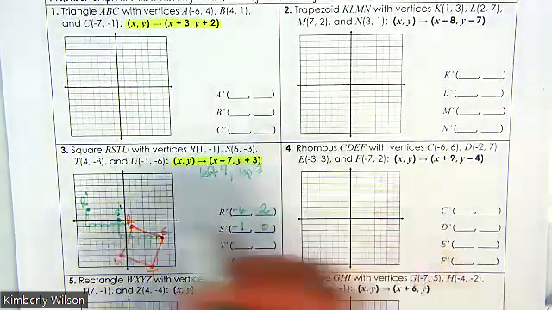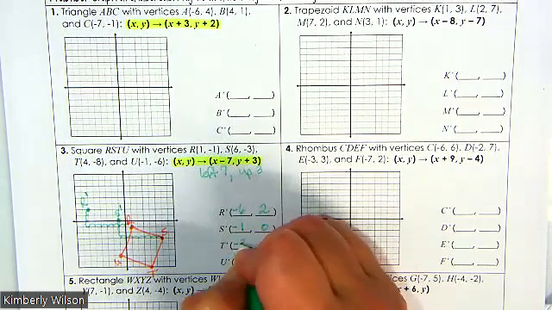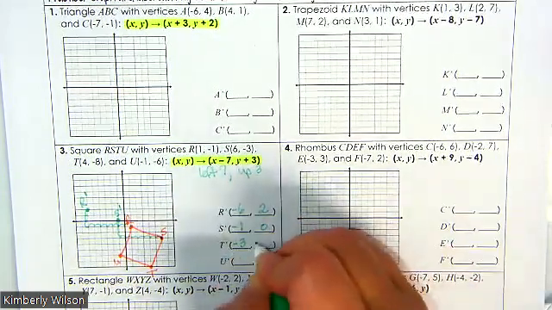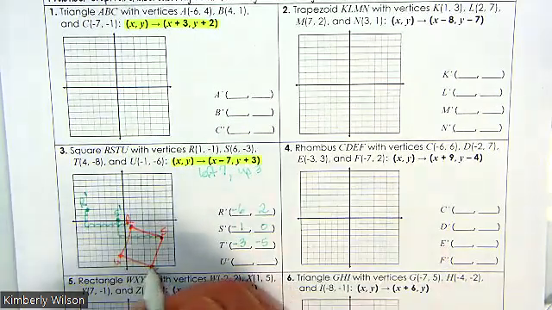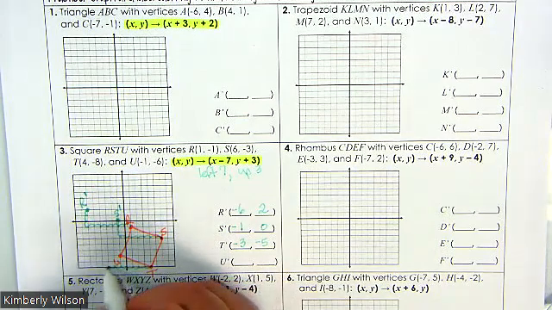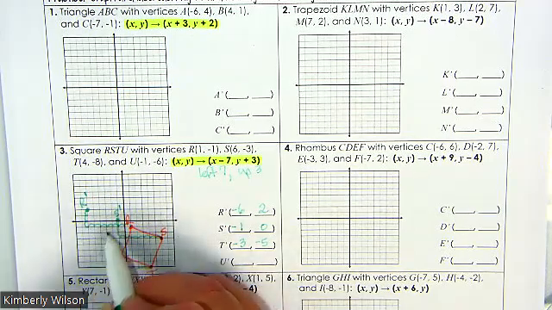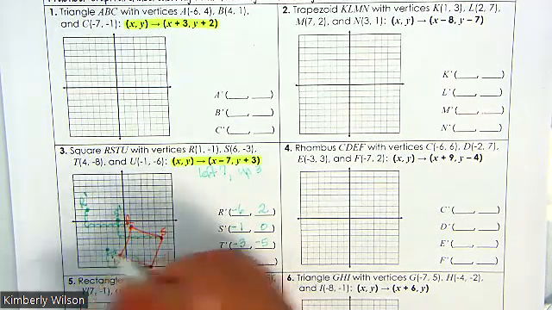Okay, so now we have T. 4 minus 7 is -3. -8 plus 3 is -5. 1, 2, 3, 4, 5, 6, 7. 1, 2, 3. And that's at -3, -5. That's correct. So there's T prime.